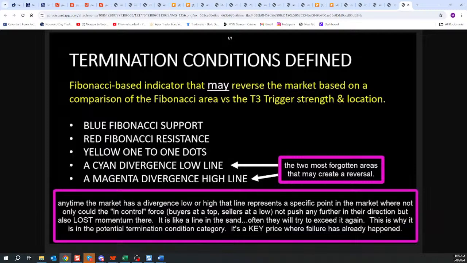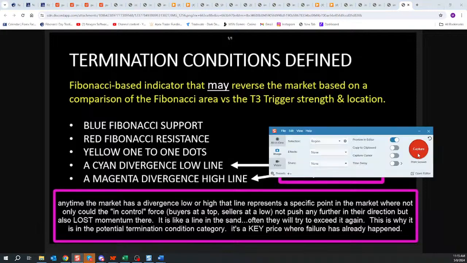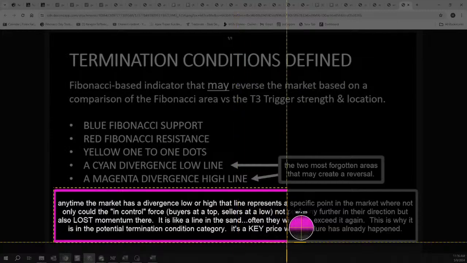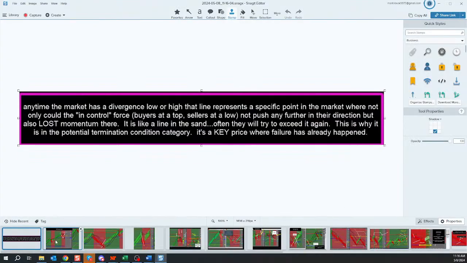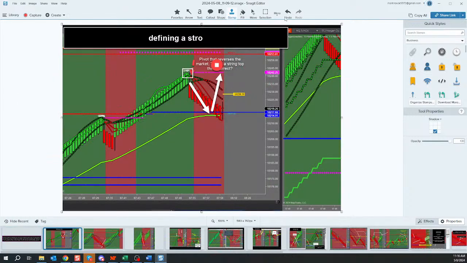So for this slide, it's only in the second test. Termination conditions defined: a Fibonacci-based indicator that may reverse the market based on a comparison of the Fibonacci area versus the T3 trigger strength. I love that you pulled this up, because let's go through it with your picture too. Anytime the market has a divergence low or high, let's go to your picture real quick.